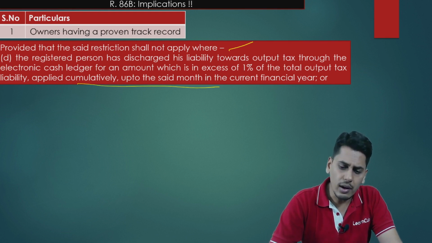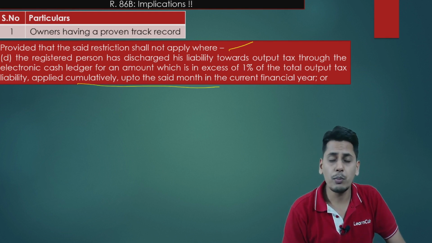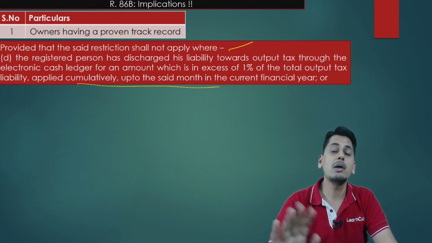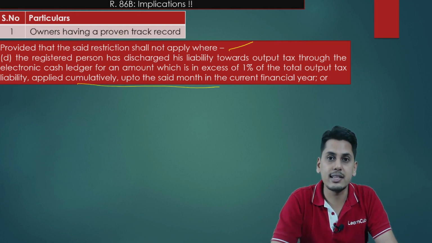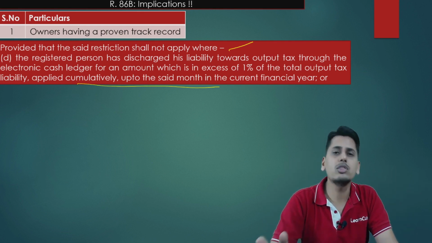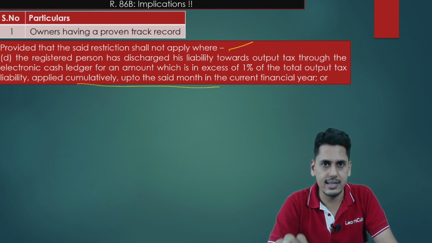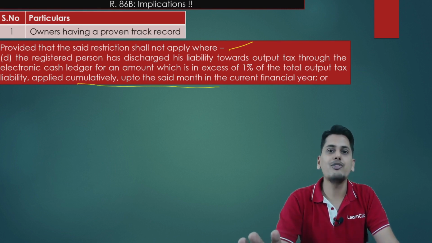So friends, what is it trying to tell you? It is trying to tell you 2 things. Point number 1, 86B need not be satisfied on a month-on-month basis. It is sufficient if you are satisfying 86B on a cumulative basis. It is sufficient if you are complying with Rule 86B on a cumulative basis for a financial year.